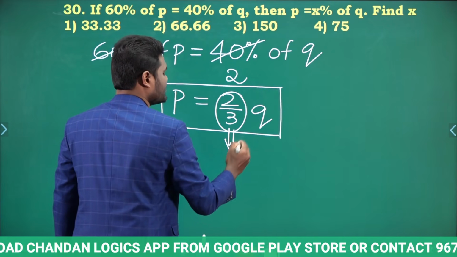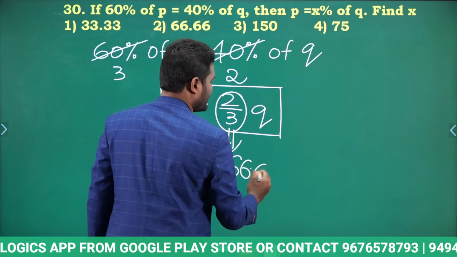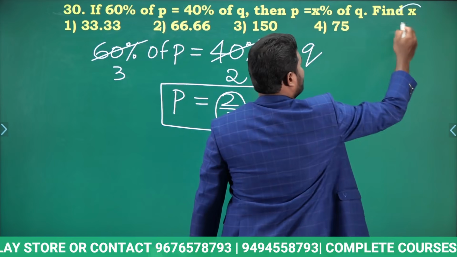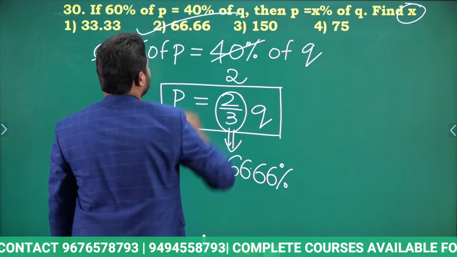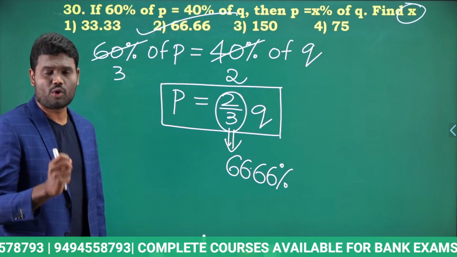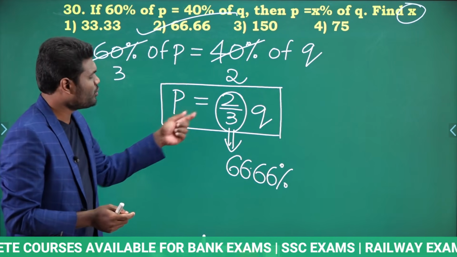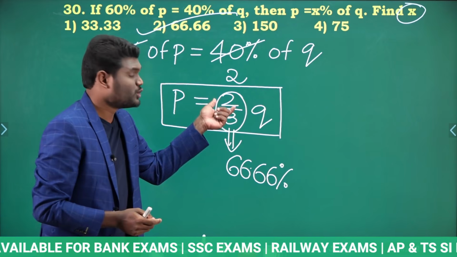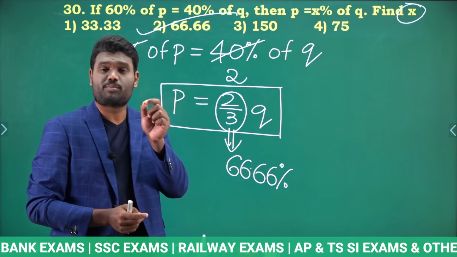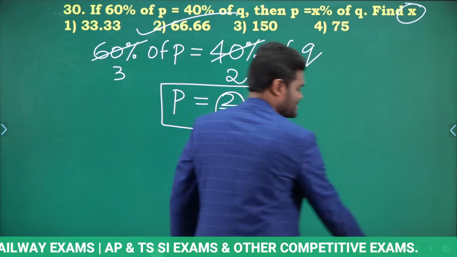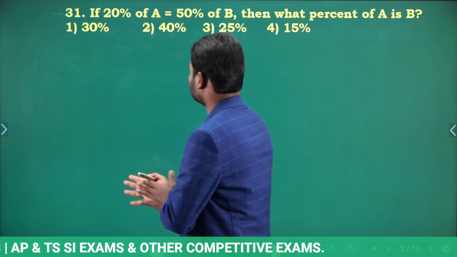2 by 3 is nothing but 66.66%, which means the value of x is nothing but 66.66. Okay, just a very, very simple question. We'll come to know that p equal to 2 by 3q. 2 by 3 is nothing but 66.66%. So the value of x is nothing but 66.66. Let us look at the next one.